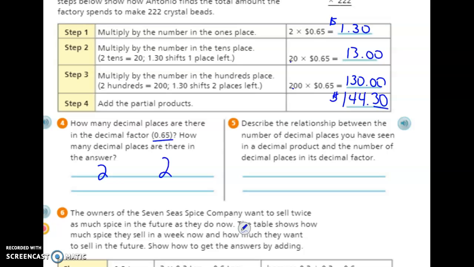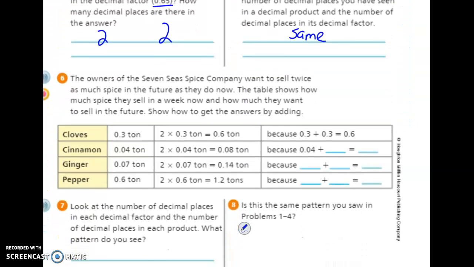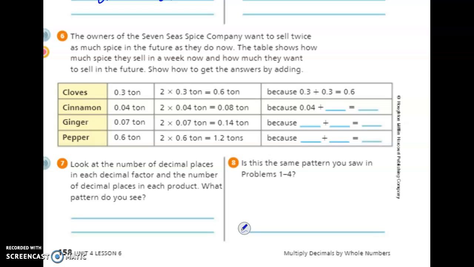Okay? Describe the relationship between the number of decimal places you've seen in the product and the number in the factor. Well, the factor is the number you're multiplying by, and the answer is the product. So far, it's been the same. It's been 2 in all of these, right? Because it's all been money. So let's do a problem where we don't have money.